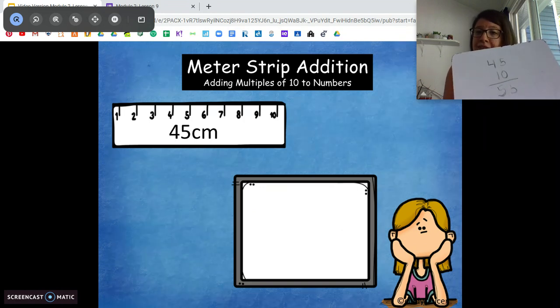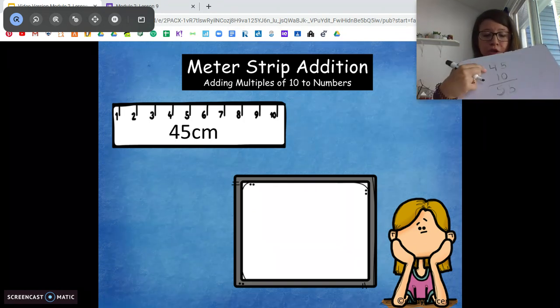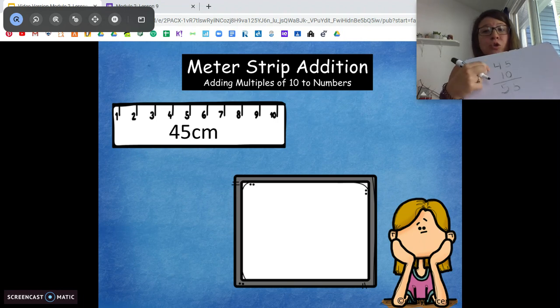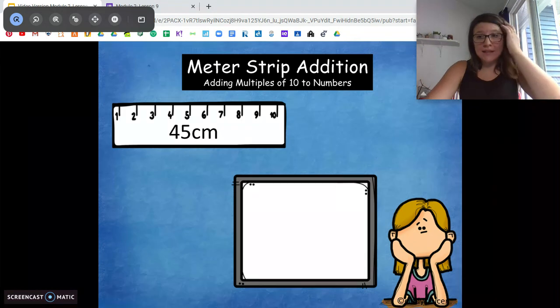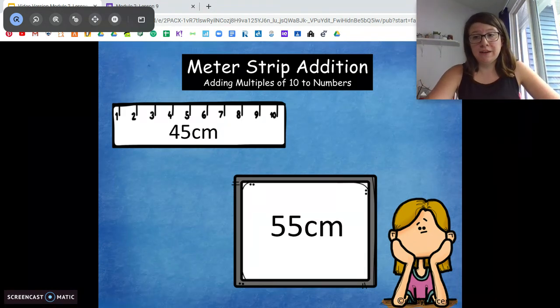When you add 10, you're not changing the ones place at all. You're just adding a tens to the tens place. So 45 plus 10 more centimeters is 55 centimeters.